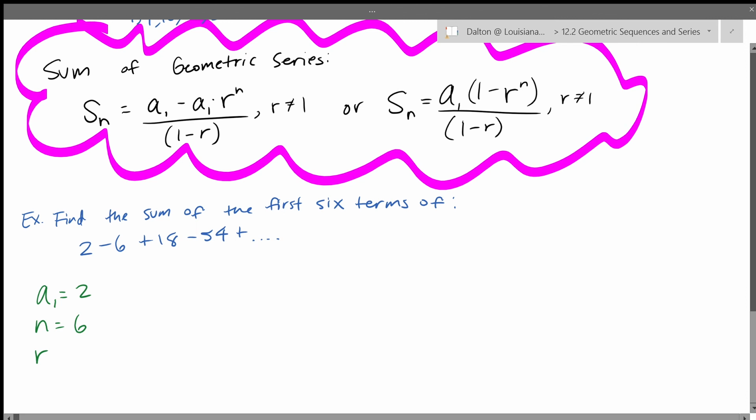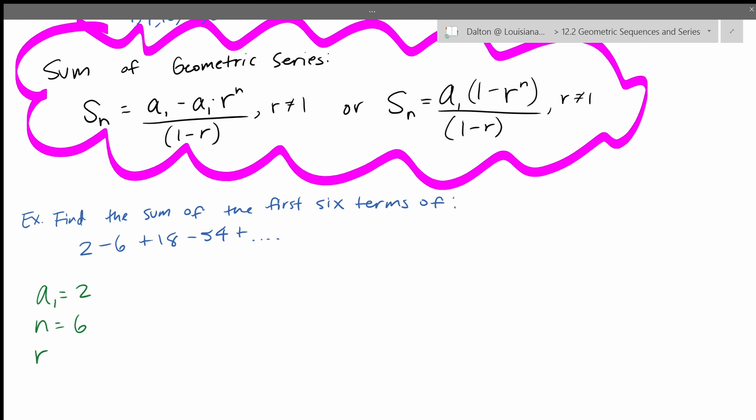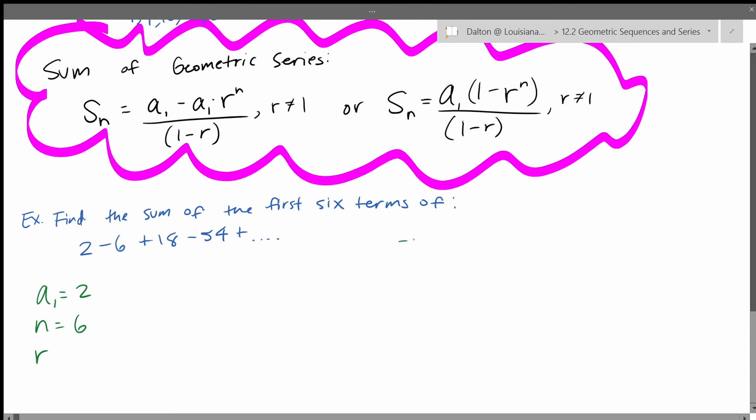Well, again, to get your common ratio, you just need to take any term and divide it by the term before it. So I'm just going to do my first 2 terms. I'm going to take negative 6 divided by 2, which is negative 3. So 2 times negative 3 is negative 6. Negative 6 times negative 3 is 18. Times negative 3 is negative 54. So you'll notice, because my common ratio is negative, every other term has a different sign, positive and negative. So r is equal to negative 3.